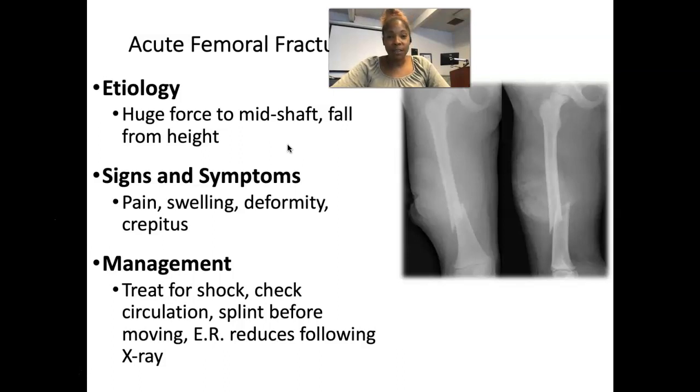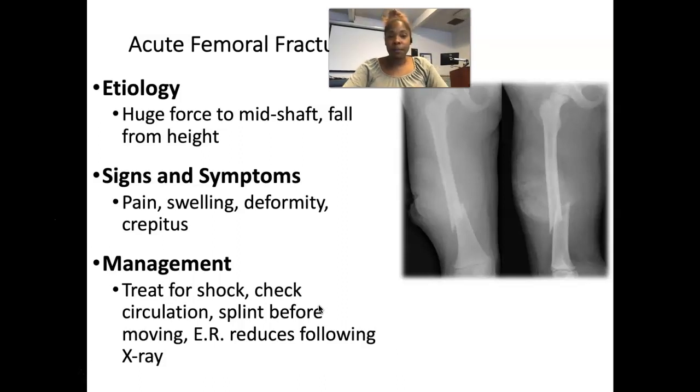The hard part will be that you will want to give them medication, and you can't. So your only job is to do this right here. You're going to treat for shock. You're going to check their circulation distally to make sure that blood flow is still going down to the lower limb and the foot. You're going to splint, and then you're going to refer them to the ER.